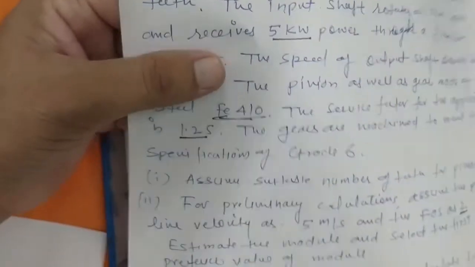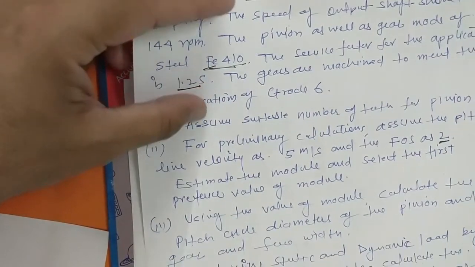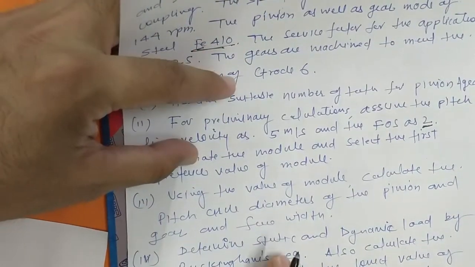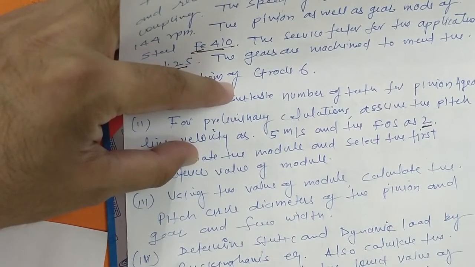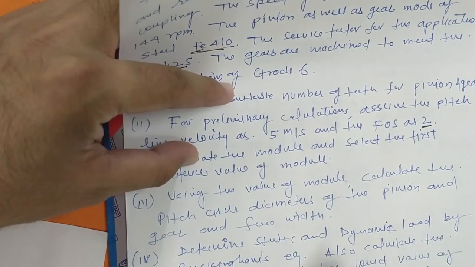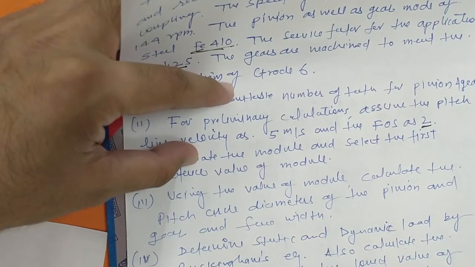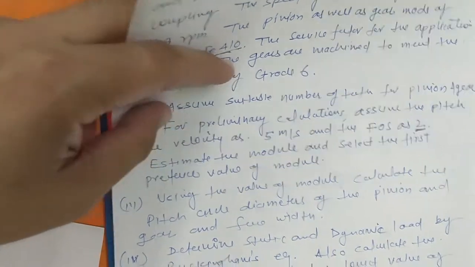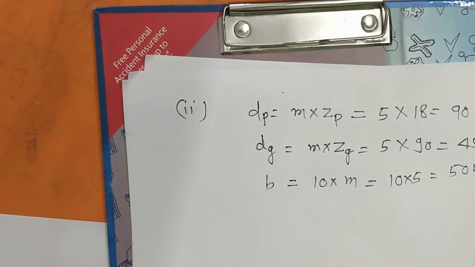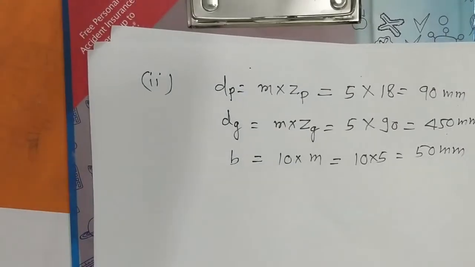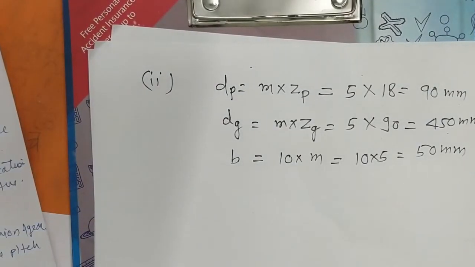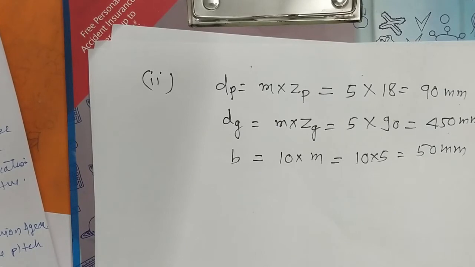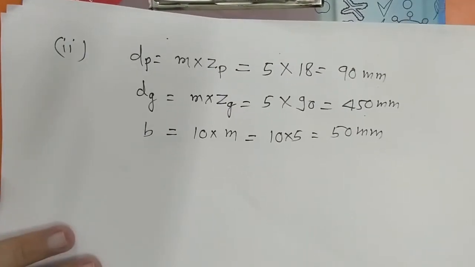So next we need to determine the static and dynamic load by Buckingham's equation, also calculate the beam strength and the correct value of factor of safety based on the beam strength. So static load we can find out using the rated power. So from the rated power we can calculate the rated torque.